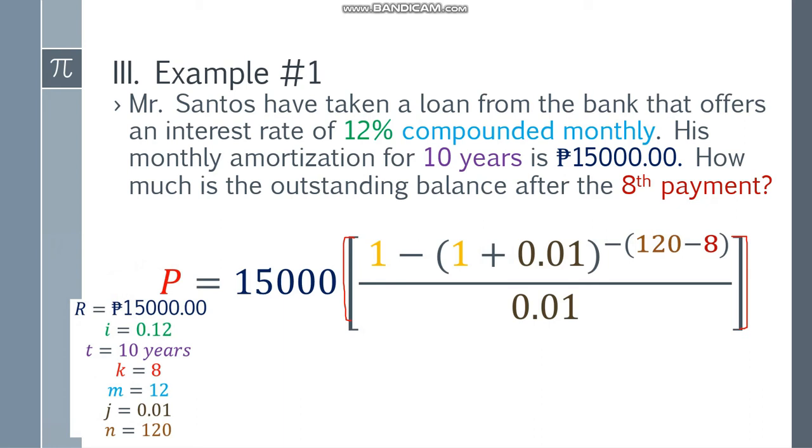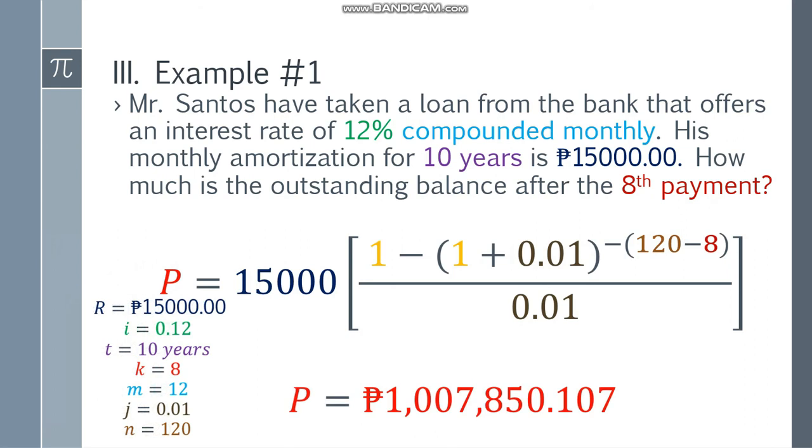So the final answer to this question will be 1,007,850 pesos and 0.107. But since this is money, we will round it up. So the final answer is 1,007,850 pesos and 11 cents. This is how much is the outstanding balance after the 8th payment. This is the answer.